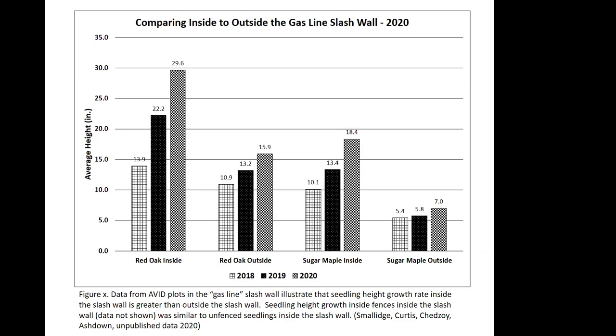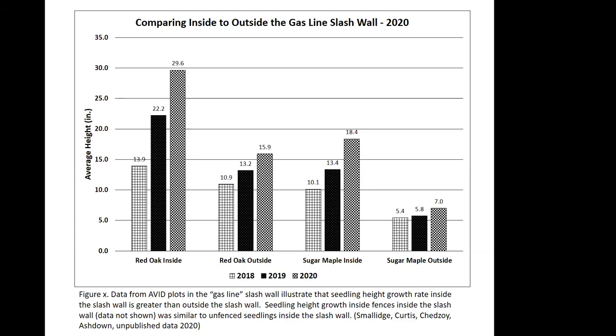The other thing to point out is that the first year, 2018, which is the crosshatch on the left for each species combination, the inside starting point was taller than the outside starting point. That was because the protocol says anytime you have a disturbance, you wait a year before you start tagging and following seedlings. So this particular harvest was completed in June of 2017. We didn't tag these seedlings until June of 2018. So there was a year of growth inside the slash wall that provided the greater height advantage for the inside red oak and the inside sugar maple.